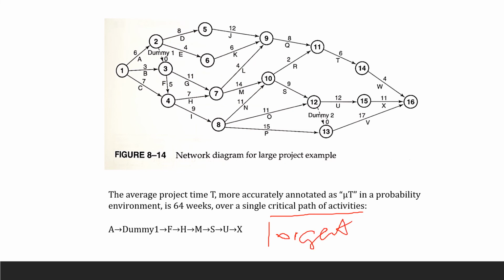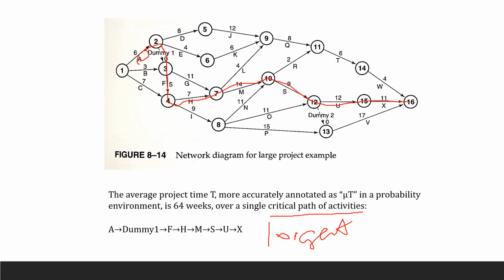So your longest path is going to go right here, your A, and then we're going to cross the dummy 1. We have 2 dummies, so dummy 1 and 2. Then we're going to go F, and then G right here, and then M, and then S. And then we're going to go U right here, and then X to the end of the project. So this is our target, instead of going the other way around.